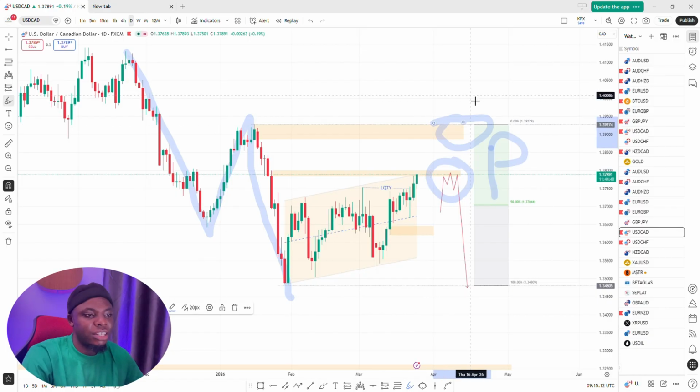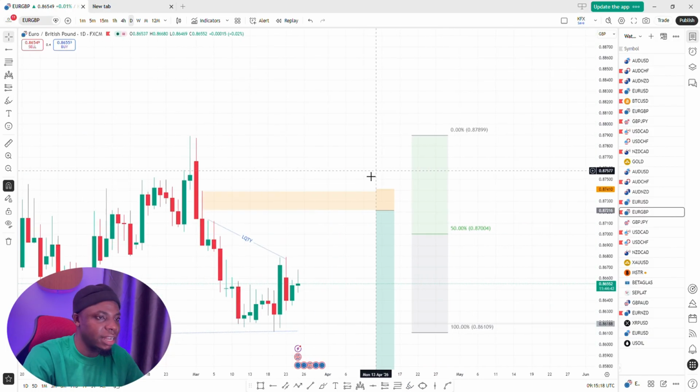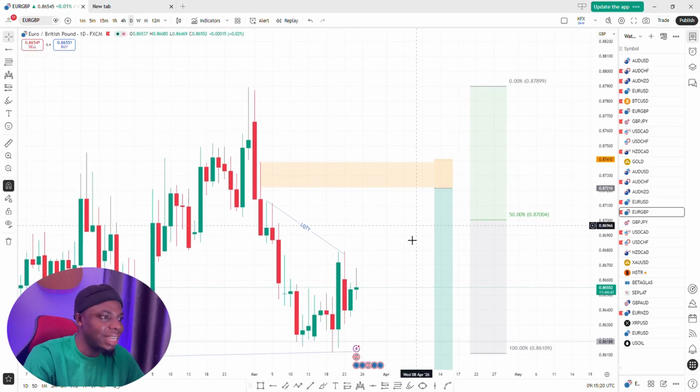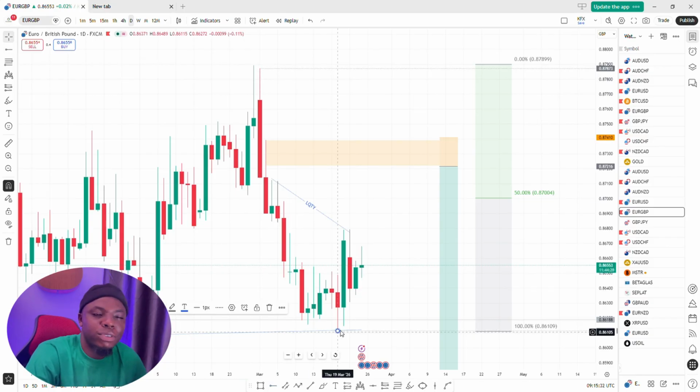All right, let's check another example. Now, let's look at this particular movement here. This is on Euro GBP, whereby I have a high and a low. I have a swing high here. I also have a swing low here. And the first thing that comes to my mind is to use my fibs.